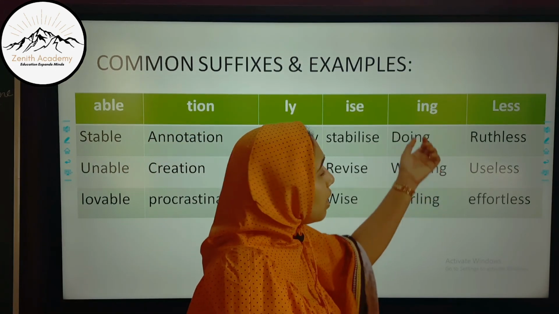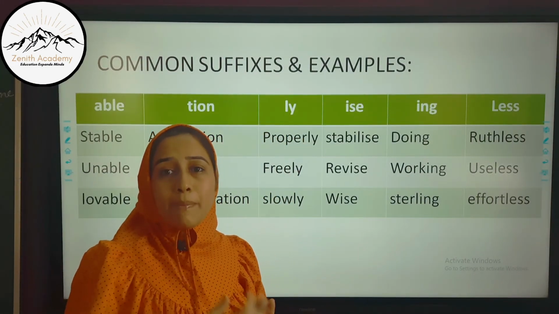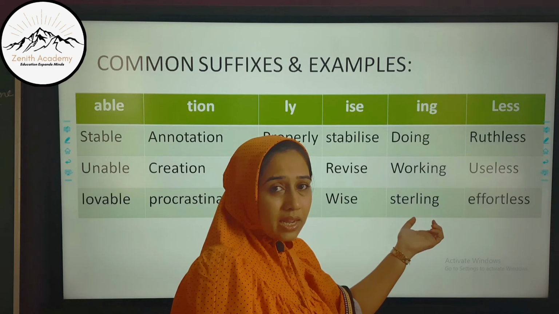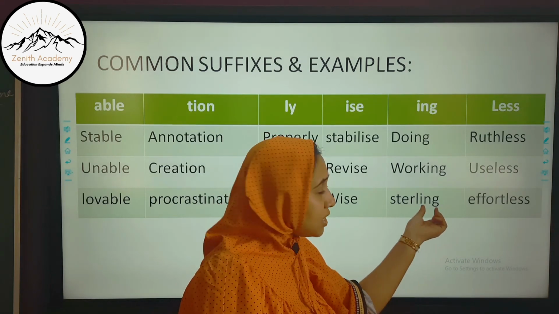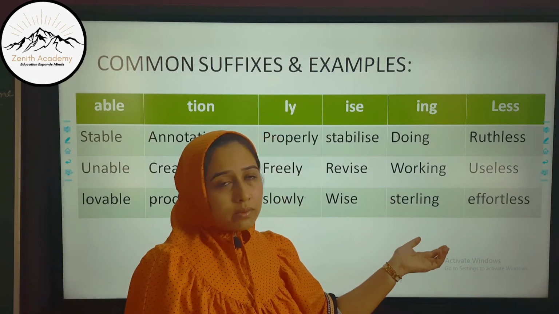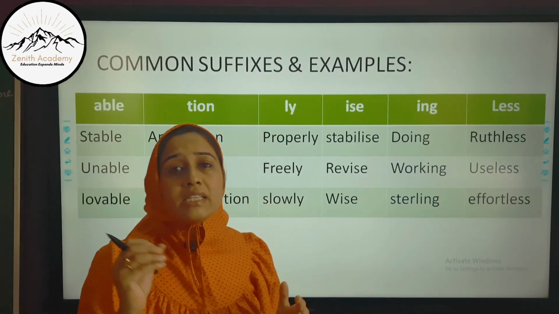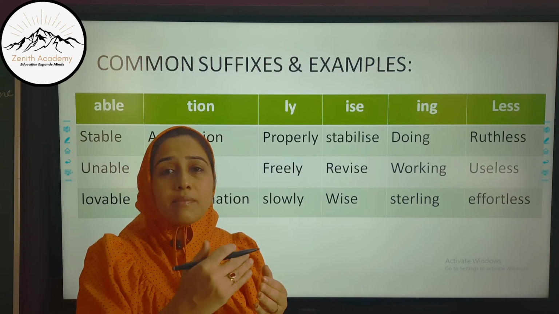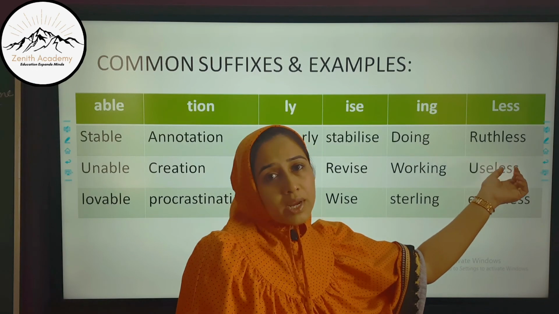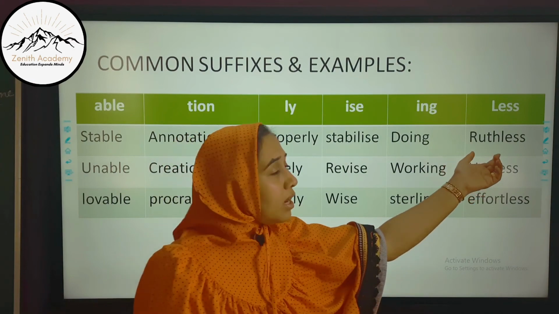Next is ing. Now when adding ing, we are changing the class of the word. The verb becomes the participle form. Doing, working, sterling. Now in this last word sterling itself is a noun and ing does not make any difference. So ster is a bound stem root word. And the last one is less. Whenever we add the suffix less, we are saying that there is something lesser to that word. Ruthless. Ruth is a bound stem root word and does not make meaning without the word less.